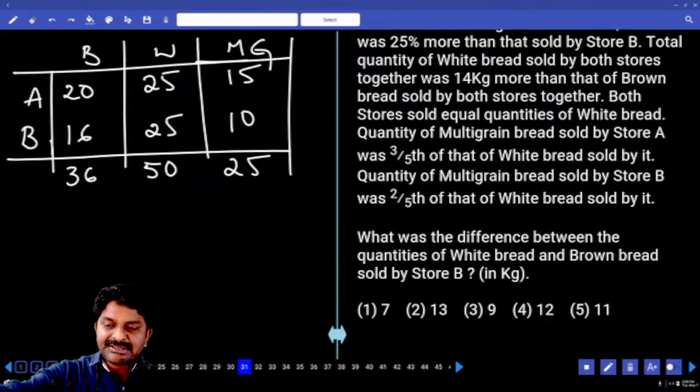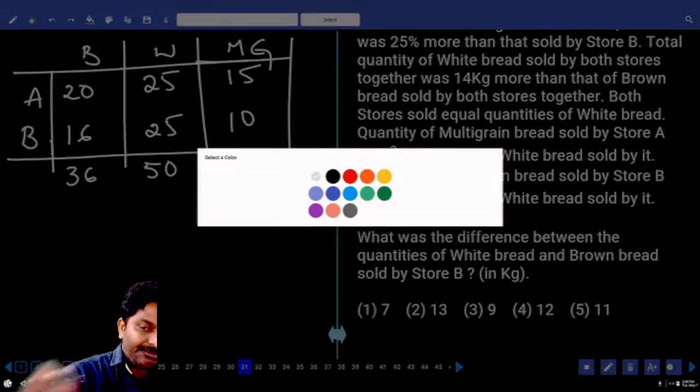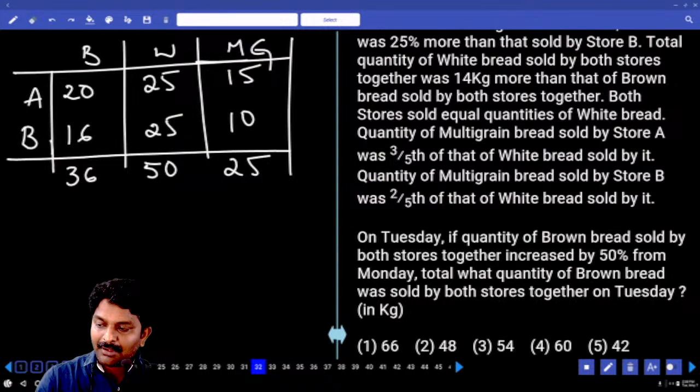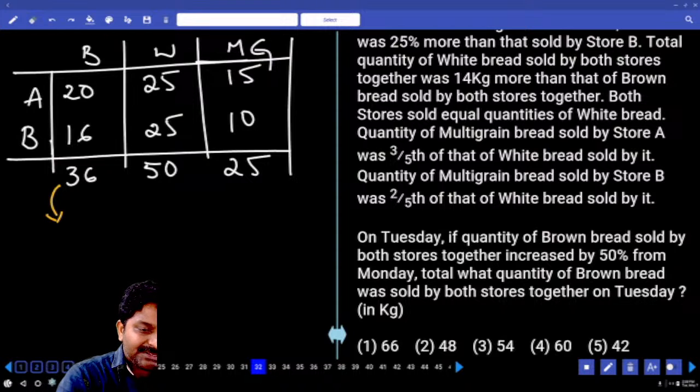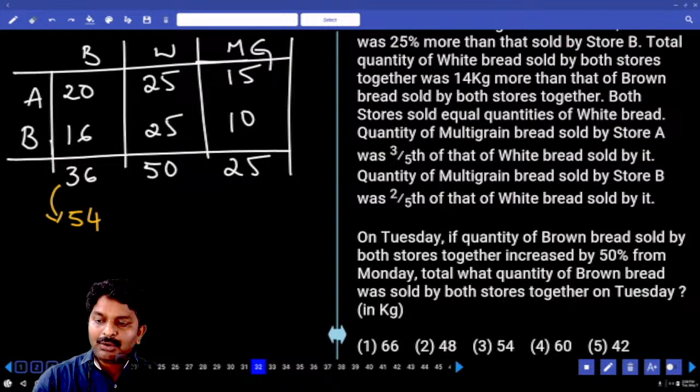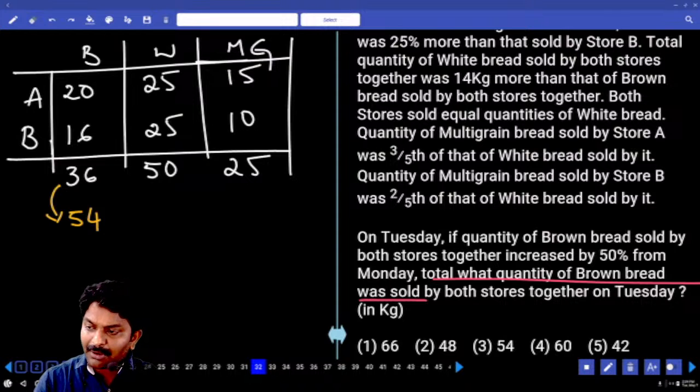25. What was the difference between quantities of white bread and brown bread sold by store B? White and brown. Difference is 9. On Tuesday, if quantity of brown bread sold by both the stores together increased by 50% from Monday. Given data is for Monday only. And this increased by 50%, 18 increase becomes 54. Total quantity of brown bread sold by both the stores together on Tuesday. 54, right?